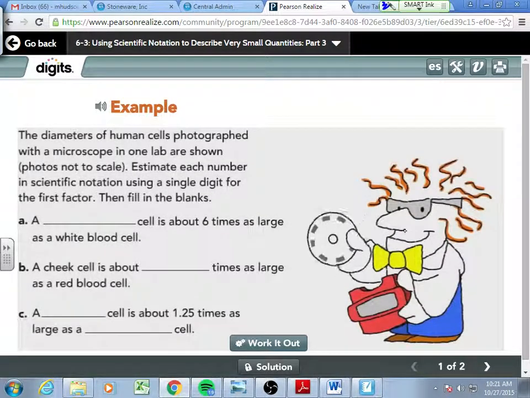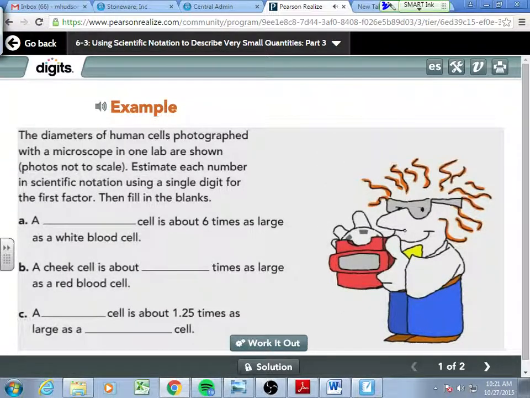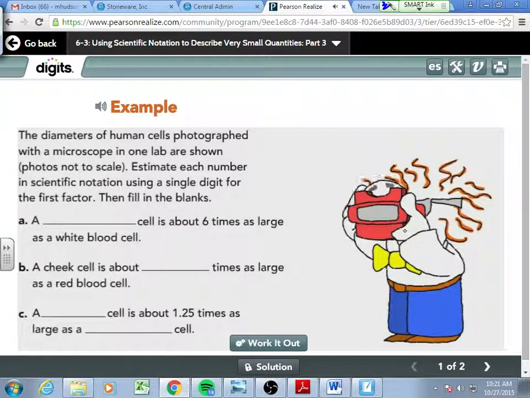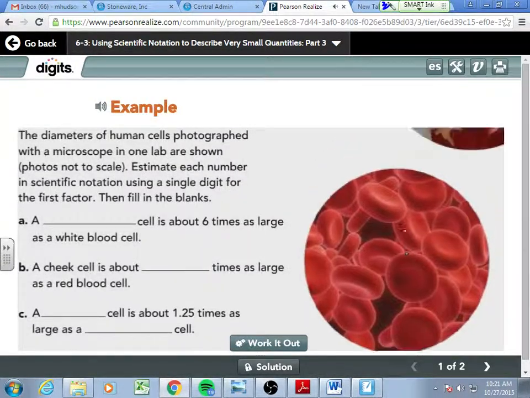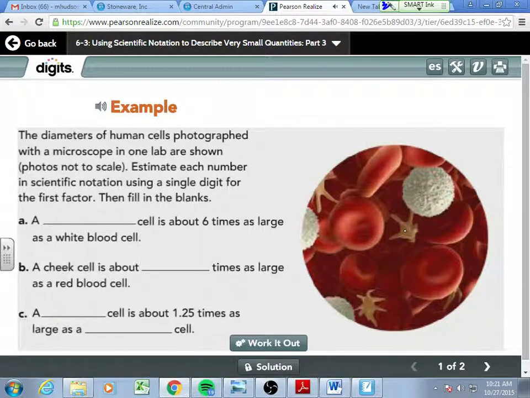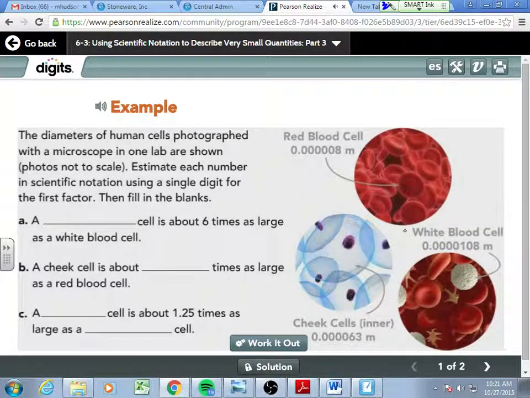So we have our scientist here, right? I forget what his name is. I always think he's kind of like a Dr. Evil sort of guy. So here's our other cells. This is the one we wanted to talk about, the comparison between the cells.